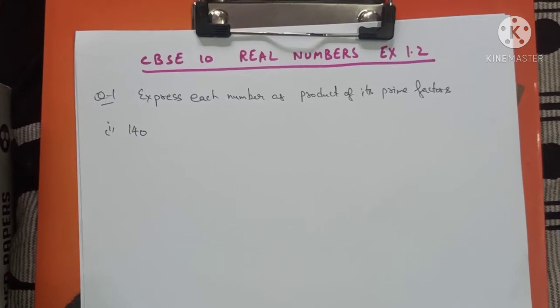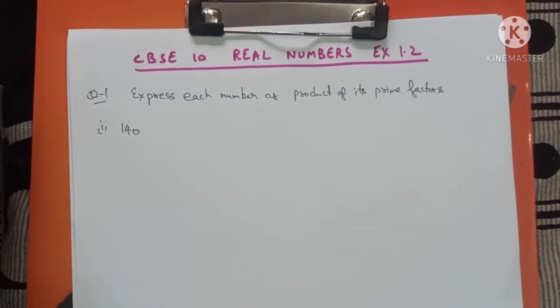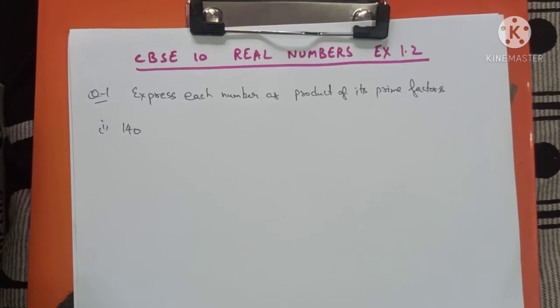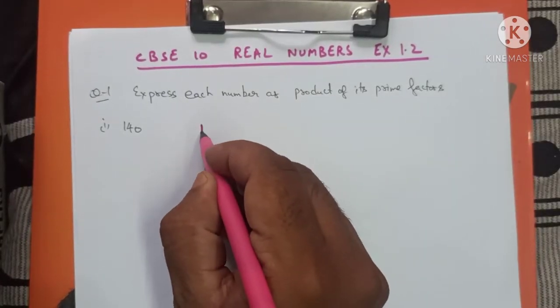Okay, students, so today we will be starting with exercise 1.2 of chapter 1, Real Numbers, class 10. Question number 1: express each number as a product of its prime factors. Very simple question, like 140.